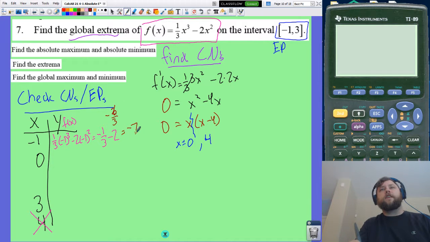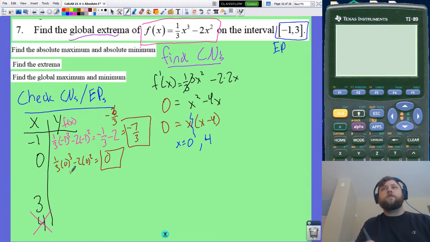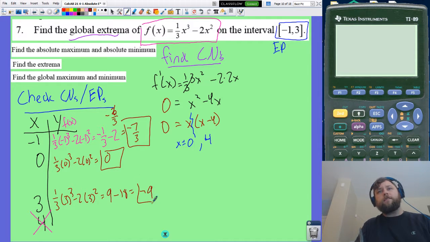So -1/3 minus 2, and 2 is the same thing as 6/3, so that'll be -7/3. When you plug in a 0, you get 1/3 times 0 cubed minus 2 times 0 squared. This is just 0. I'm going to circle the answers, or square them. Now 3: 1/3 times 3 cubed minus 2 times 3 squared. 3 cubed is 27, divided by 3 is going to be 9. Minus 9 times 2 is 18. So -9.